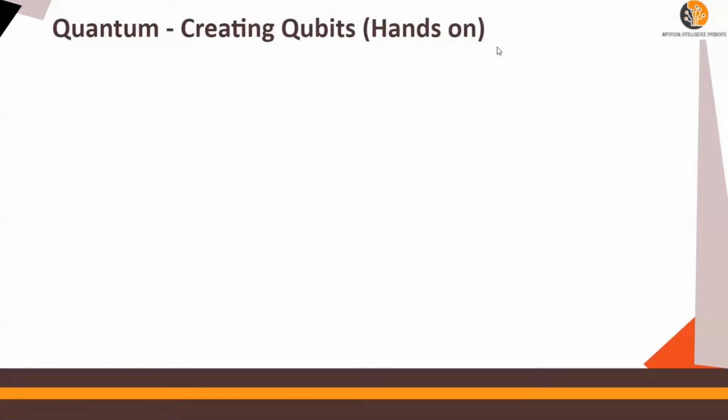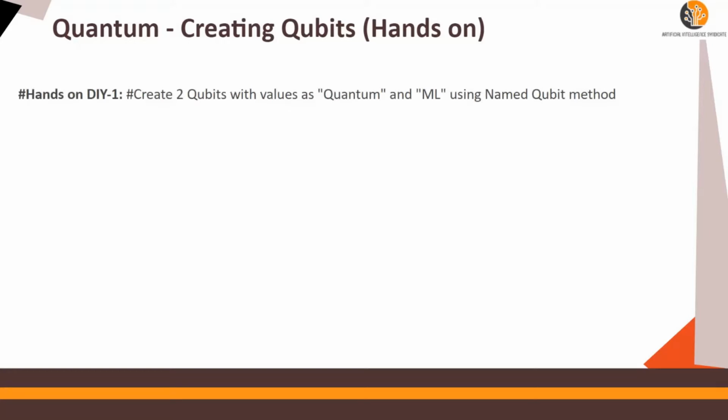In the previous section, you have seen how to create qubits. Let's do some hands-on exercises. Hands-on exercise number 1: create two qubits with values as quantum and ML using the named qubit method. My suggestion would be to pause the video, try it yourself, come back, and you will have the solution after this as well. So please pause the video.